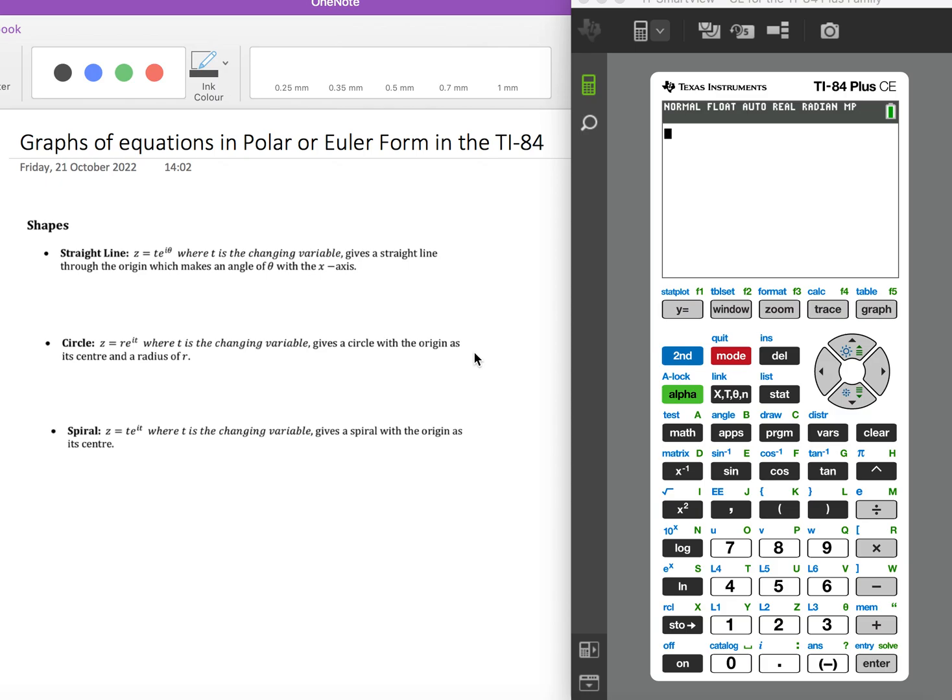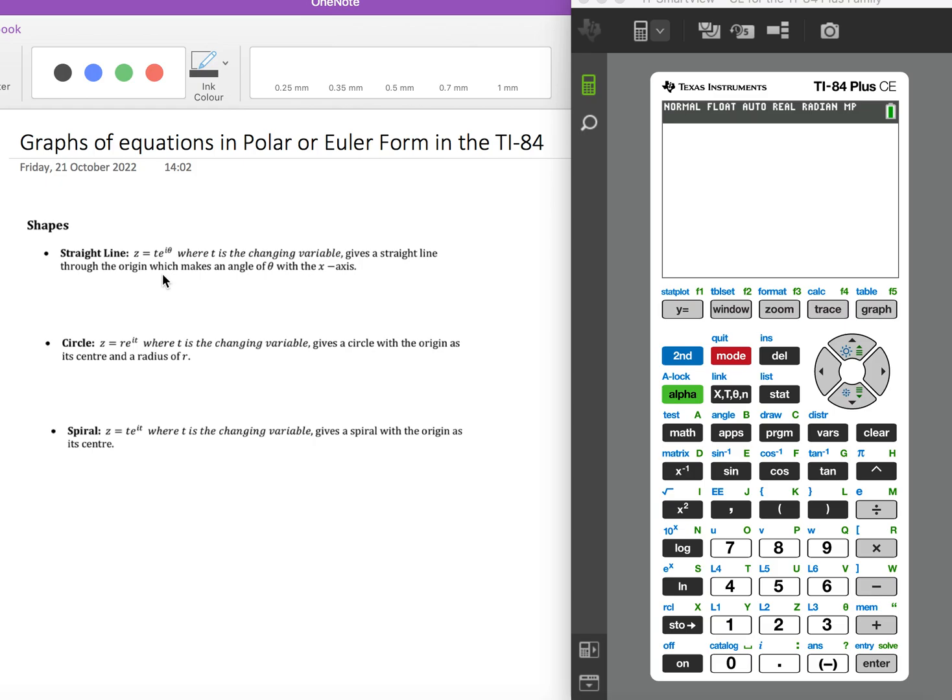Okay, so this video is going to show you how to graph equations in either polar or Euler form in your TI-84. There will be three shapes that we will be graphing today: a straight line, a circle, and a spiral. A straight line will have a general form in Euler form as z equals t e to the i theta. t is your changing variable and theta is the angle that your straight line makes with the positive x-axis.